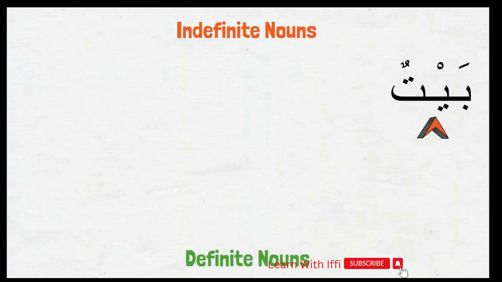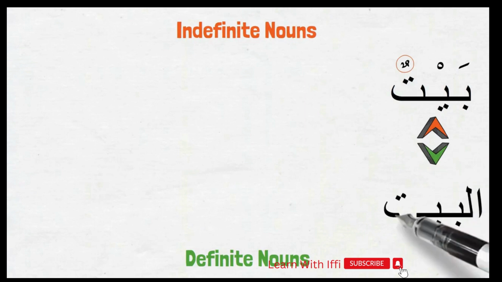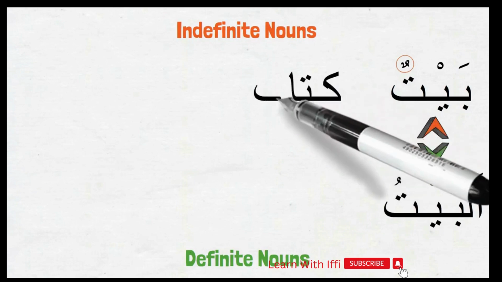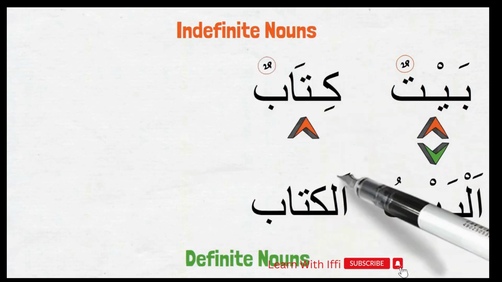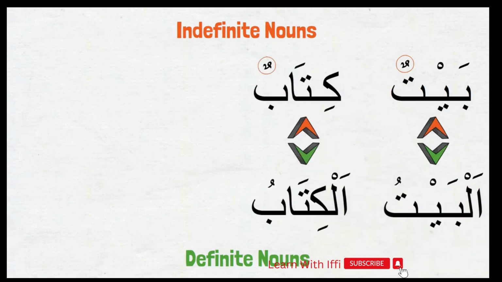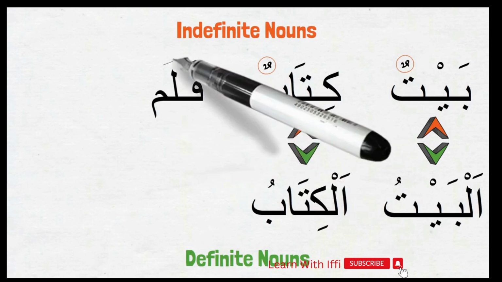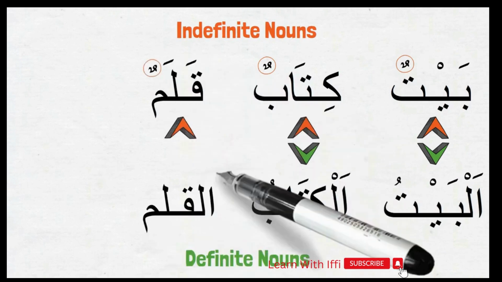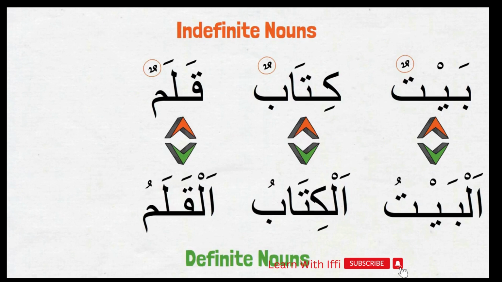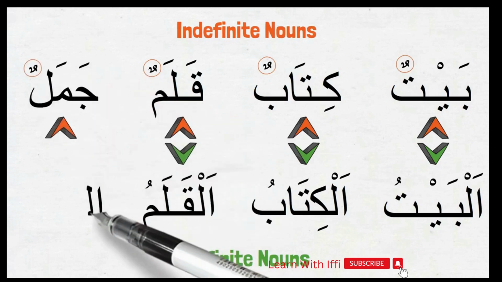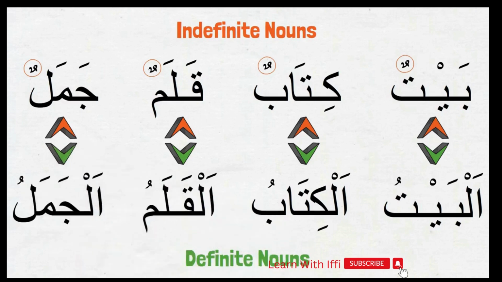If you remember from our past lessons, the tanween ending indicates this noun is indefinite. Let me give you a definite form of the same noun. Al-baytu, which means the house. Another example. Kitabun means a book, and al-kitabu translates to the book. Another one, qalamun is a pen, and al-qalamu is the pen. Qalamun versus al-qalamu. Final one, jamalun is a camel, and al-jamalu is the camel.